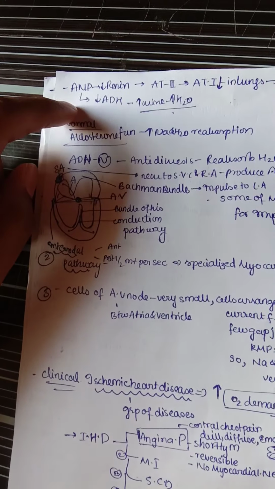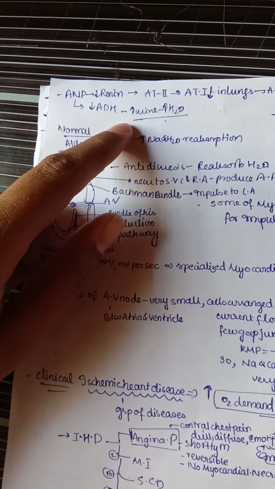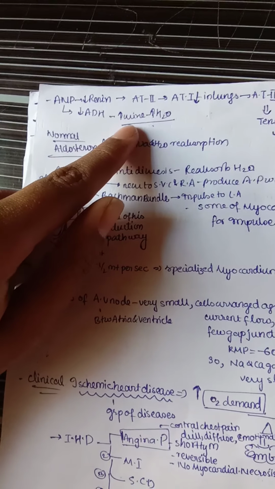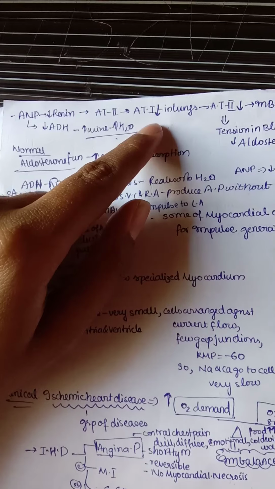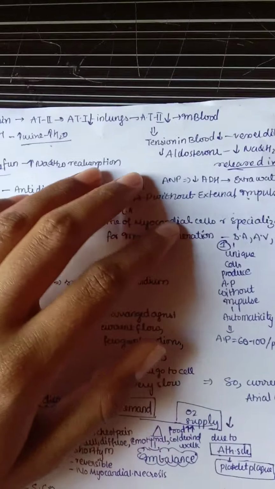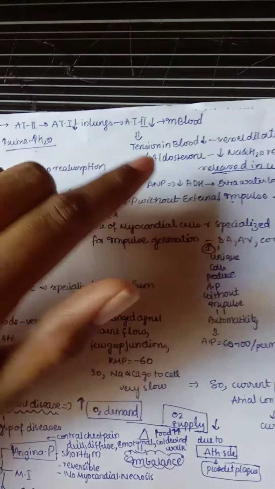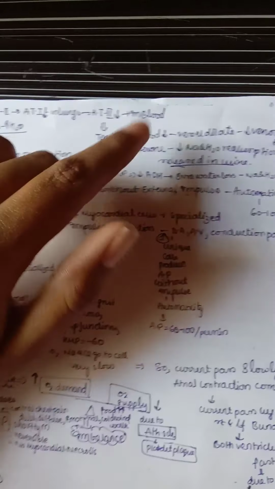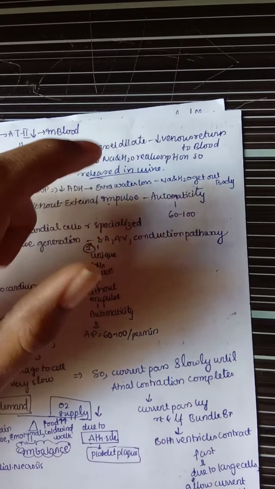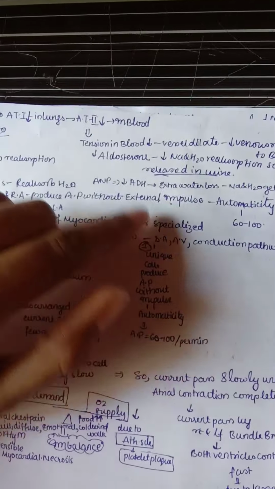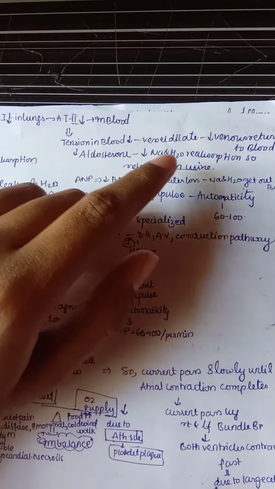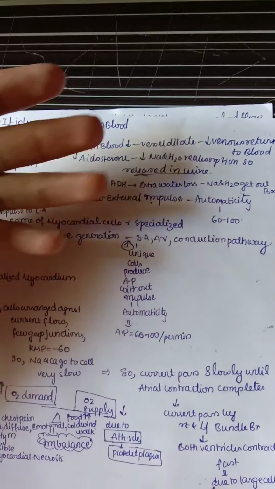Natriuretic peptide is released. It decreases the renin from the kidney. So the conversion of angiotensin 1 to angiotensin 2 decreases in the lungs, as well as angiotensin 2 decreases in the blood. So the tension in the blood is decreased and vessels get dilated, so the venous return is also decreased. Now aldosterone is decreased, sodium and water reabsorption is decreased, so it is released in the urine.